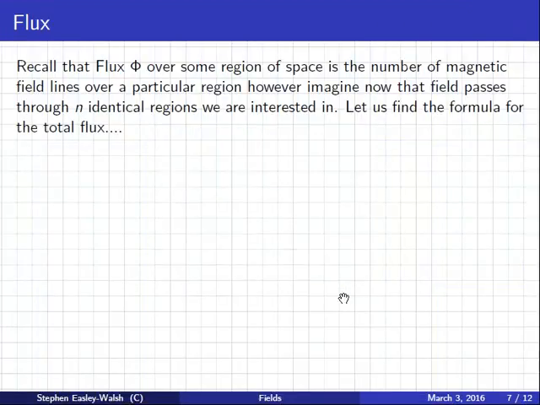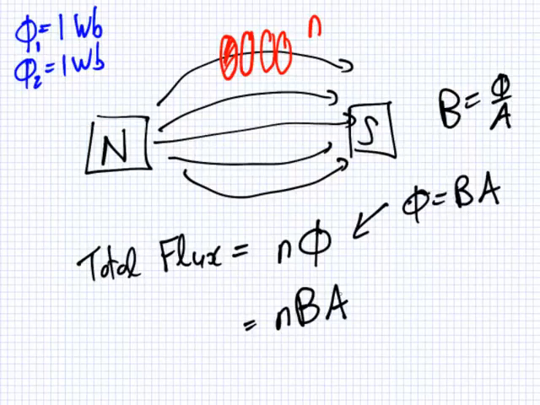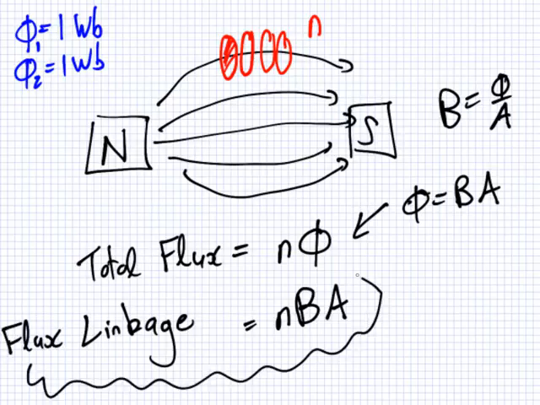I'll go back to the picture in a sec, don't worry. So total flux is NBA. And I think another word for total flux is the flux linkage. So this is what you need. I'd like you to write this down though. Write and draw.